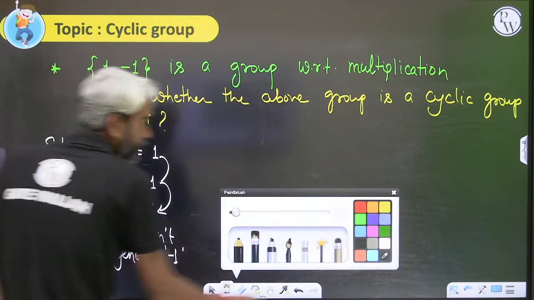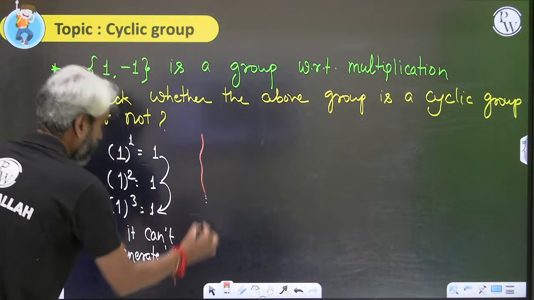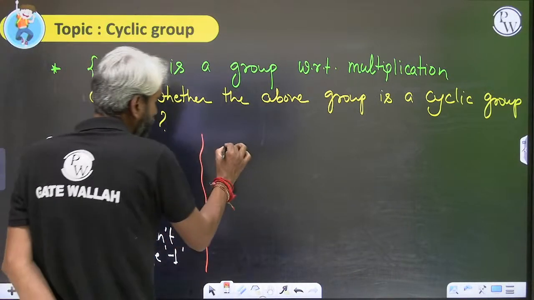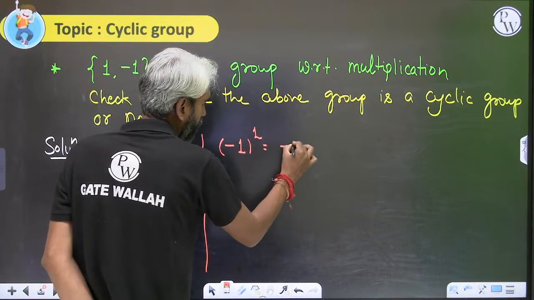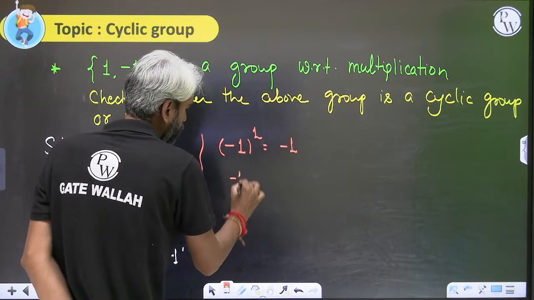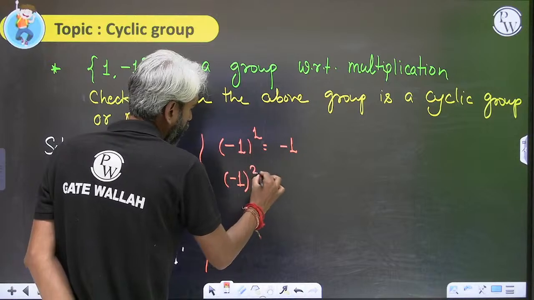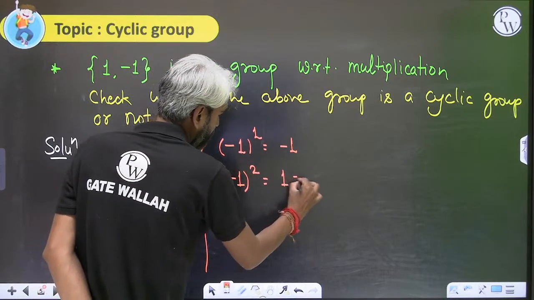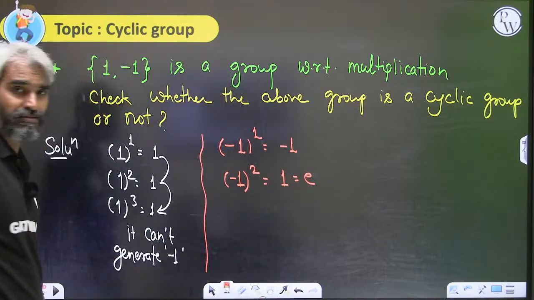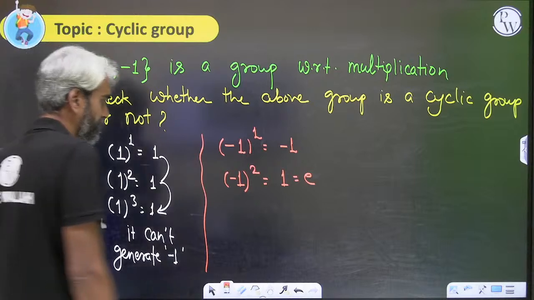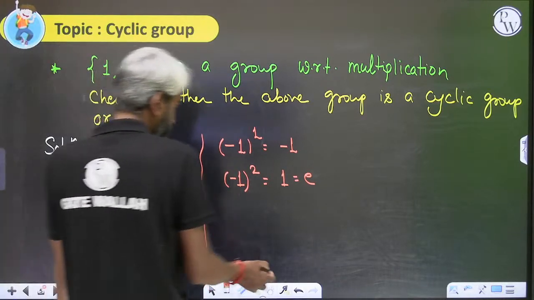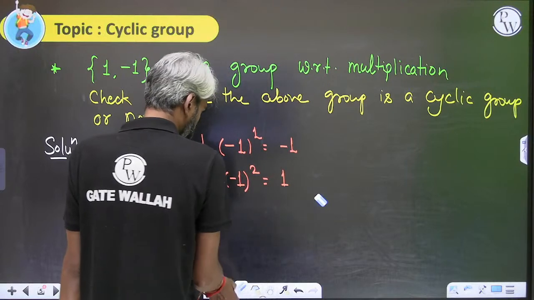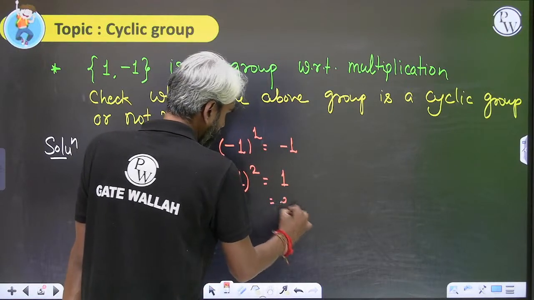Anyway, I'll give you some important information in a while, but that's fine. Now let's look at minus 1. Minus 1 raised to the power 1 will be nothing but minus 1. Minus 1 raised to the power 2 is 1, that is the identity element. I'll explain the other example, but that's fine. So this 1 is equal to the identity.